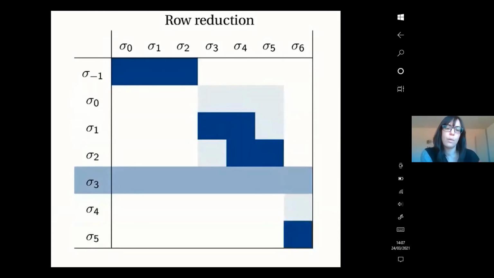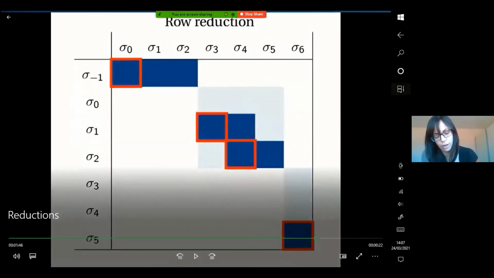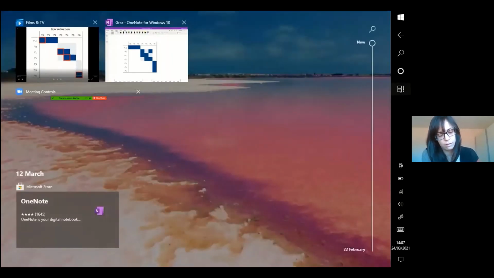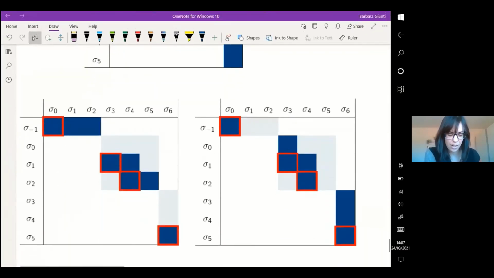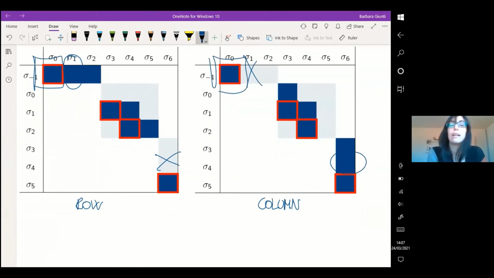Now, at the end, what we get is, again, a pivot pairing. And if we take a look, this is the row reduced, and this is the column reduced. Now you can see that the matrices are different. For example, here I have a non-zero element, which is not here, and here I have 0. And here I have a non-zero element. But the pairing, so the red squares, they are the same. So the pivot pairing is still there.